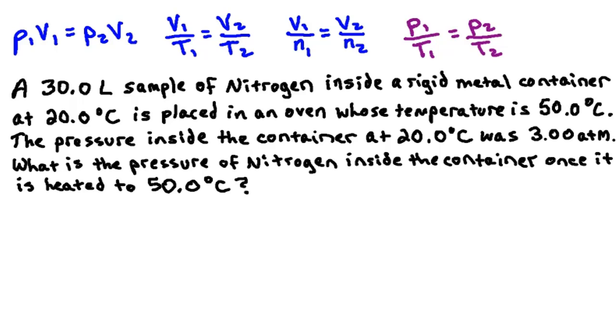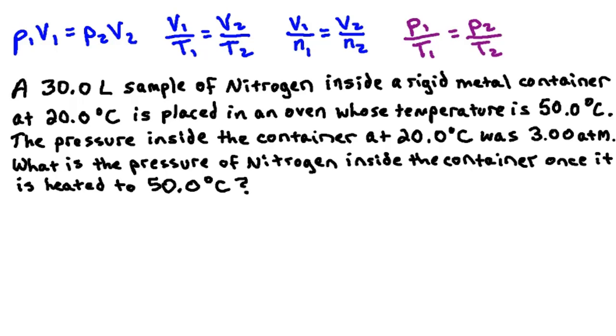A 30.0 liter sample of nitrogen inside a rigid metal container at 20 degrees Celsius is placed in an oven whose temperature is 50 degrees Celsius. The pressure inside the container at 20 degrees Celsius was 3.00 atms. What is the pressure of nitrogen inside the container once it is heated to 50 degrees Celsius?